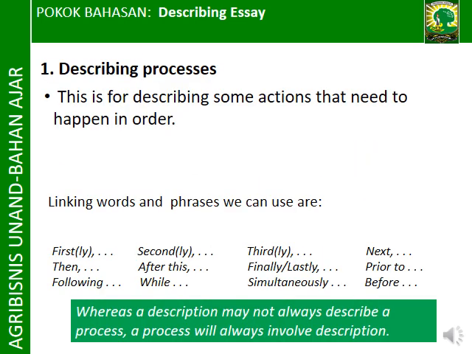Describing processes. This is for describing some actions that need to happen in order. Linking words and phrases we can use are the following: firstly, secondly, thirdly, and others: next, then, after this, finally, lastly, prior to, following, while, simultaneously, and before.